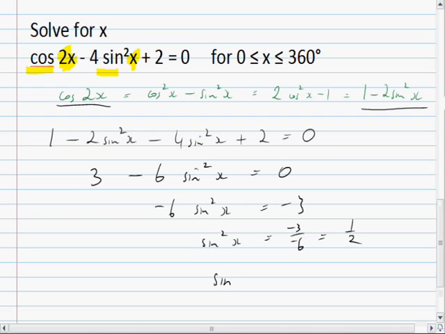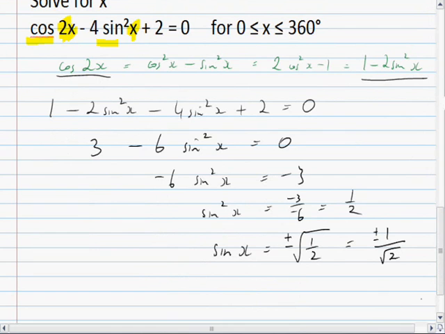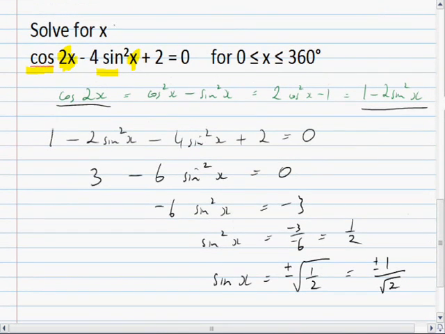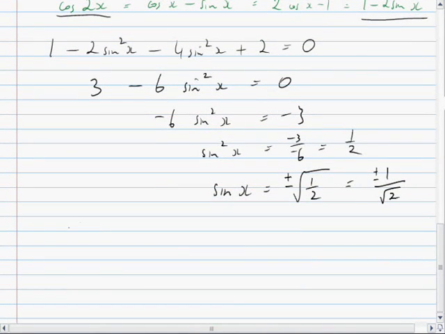Okay, so here's the really important bit. Sine x is therefore going to be the square root of a half, right? Not really, it's going to be plus or minus the square root of a half. Or we could rewrite that much neater as plus or minus 1 over square root of 2. Okay, so we've solved for sine x. Is that the answer? No, the question says solve for x. So I've got to think about this.